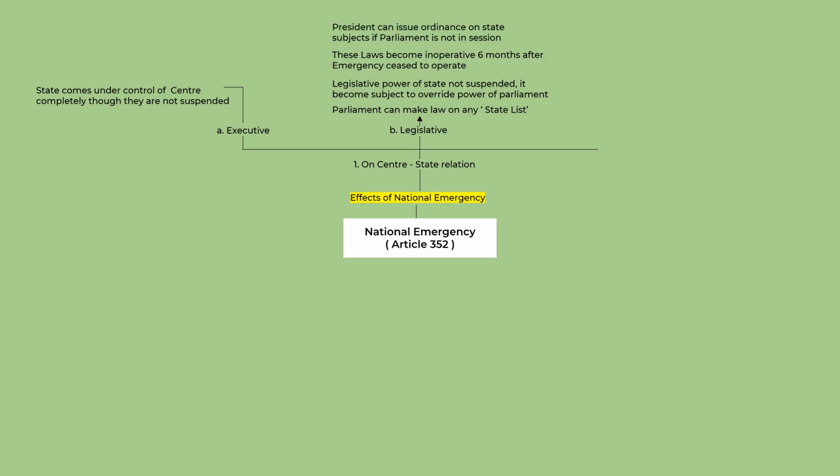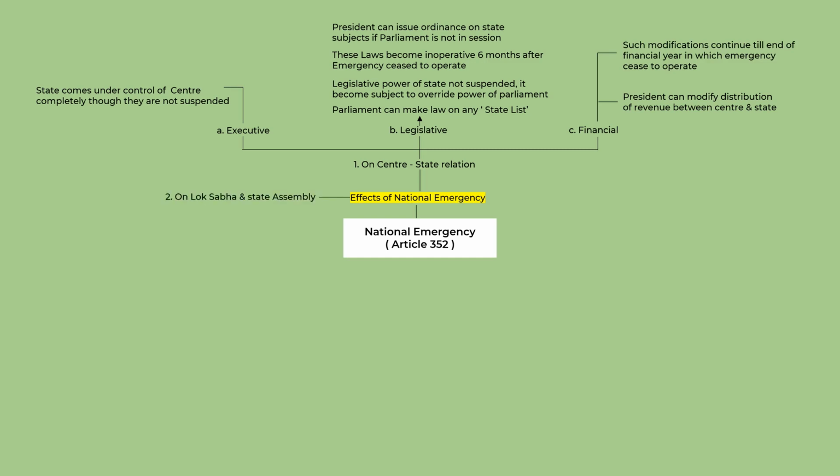The President can issue ordinances on state subjects if Parliament is not in session. Financial. The President can modify the distribution of revenue between center and state. Such modifications continue till the end of the financial year in which the emergency ceases to operate.